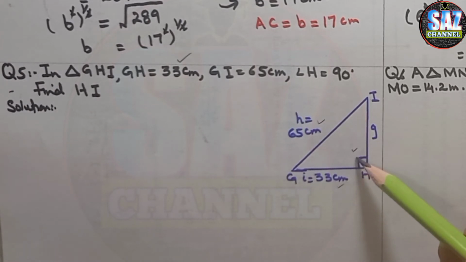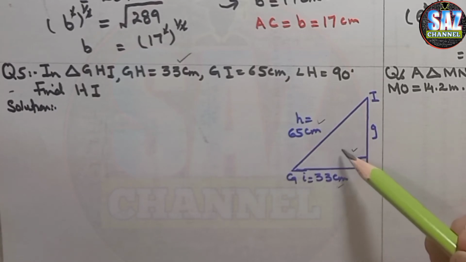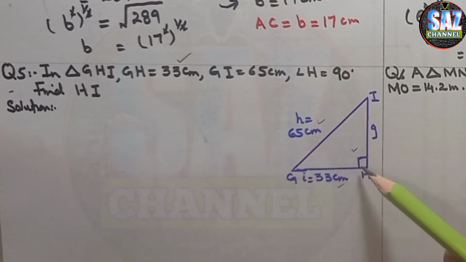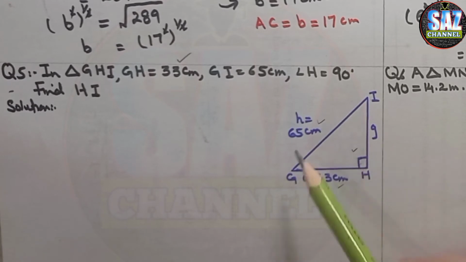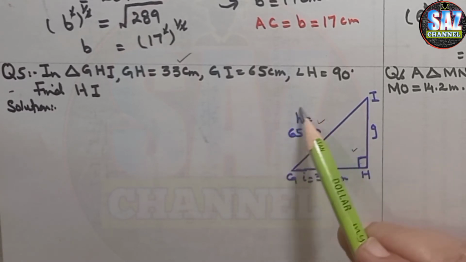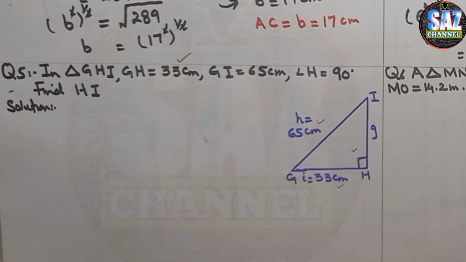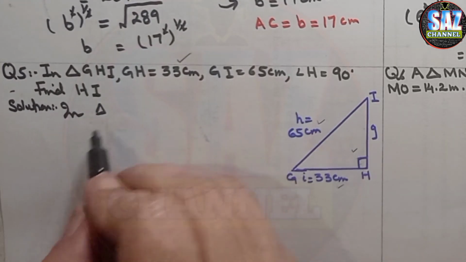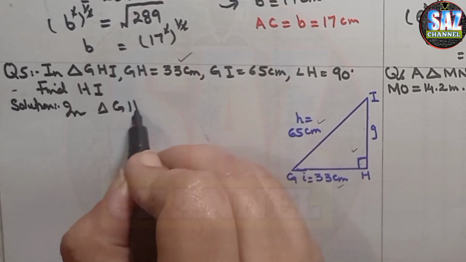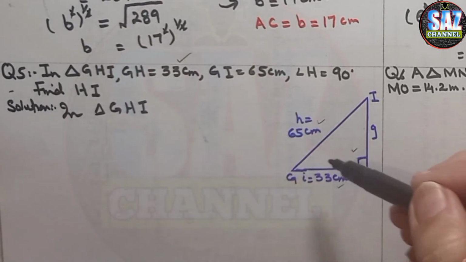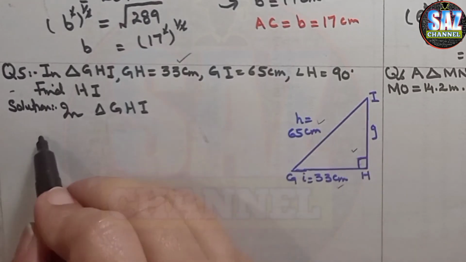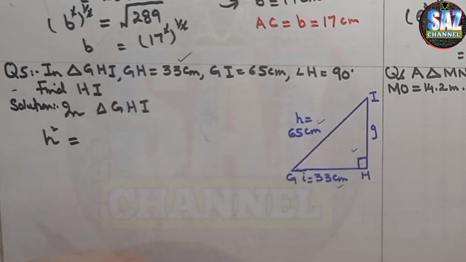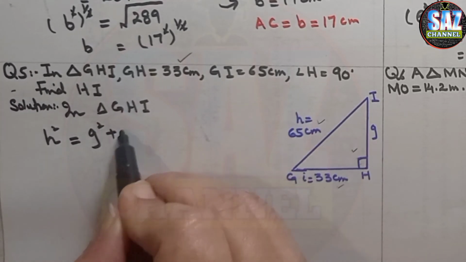After that we have to identify that what is the face which is opposite to the vertex H, which is 90 degree, because that face will be the hypotenuse, and hypotenuse of this question is h, which is 65 centimeter. Now according to Pythagoras theorem, in triangle GHI, the equation that I will be writing according to Pythagorean theorem will be h square equals to g square plus i square.